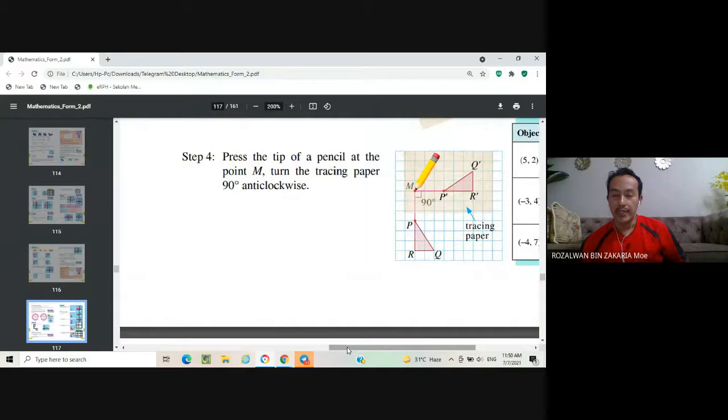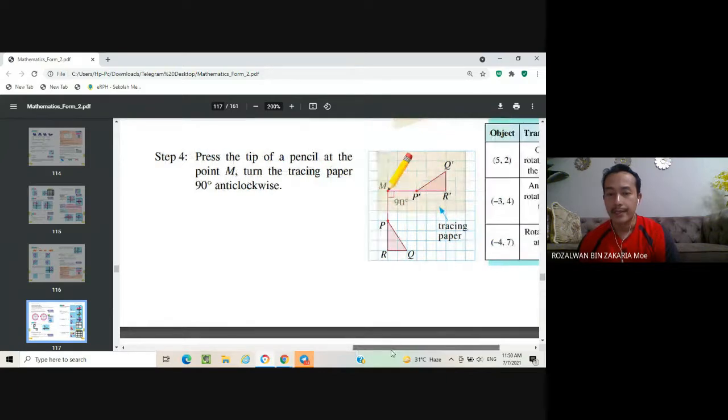When given the center of the rotation, the direction of the rotation, and also the angle of the rotation. Okay, all right.